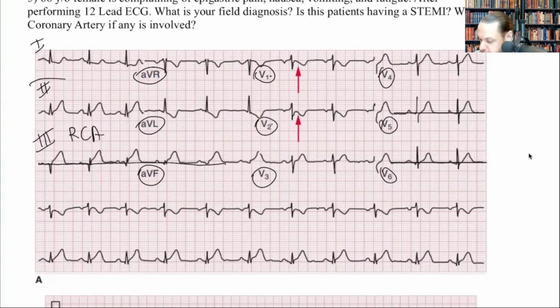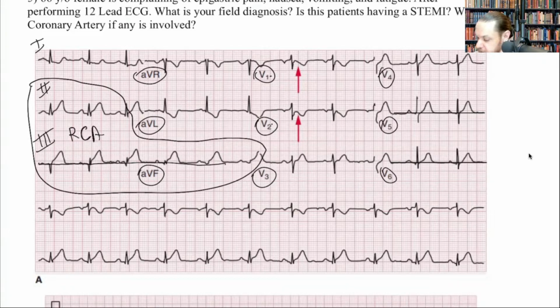Because if you look at lead 2, 3, and AVF, if you're going to say there's elevations here, this corresponds to RCA. But these are reciprocal changes, right? Reciprocal changes means the opposite view, and they're depressed. So this doesn't signify for now that there's any lesion in the LAD. So this person right now, that we can see clear-cut ST segment elevation is 2, 3, AVF, or you could say 3, AVF. That's inferior wall, and we see depressions in V1, V2, which I agree with you, right?